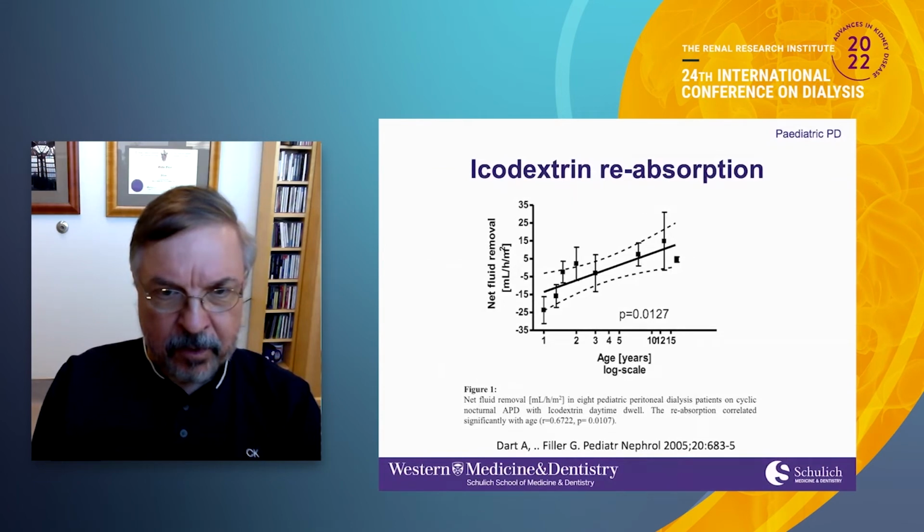Here's another way of looking at this, which we published in our own group. We looked at the disappearance of icodextrin and looked at the ability to do net fluid removal, and the disappearance of the icodextrin is very, very rapid in young children, and then approaches more normal adult values when you're later in adolescence. And this has been shown by other centers as well. Next.